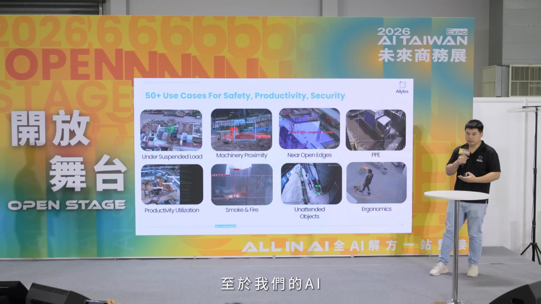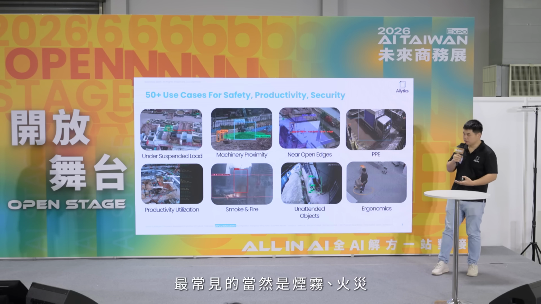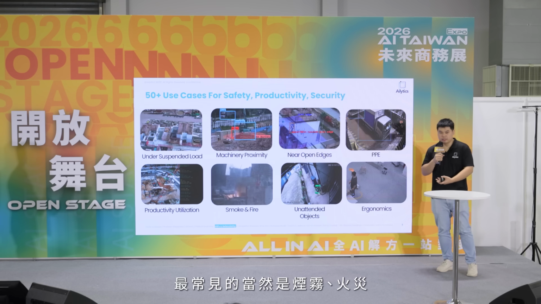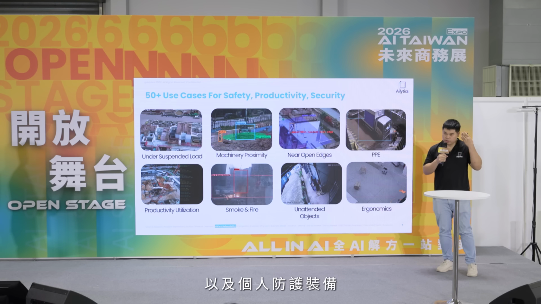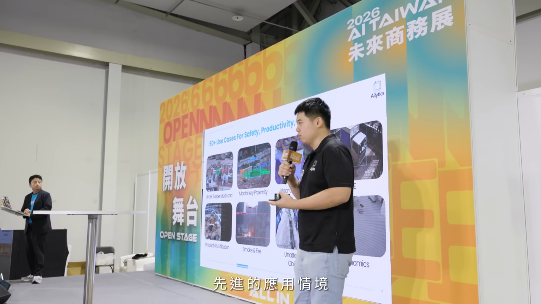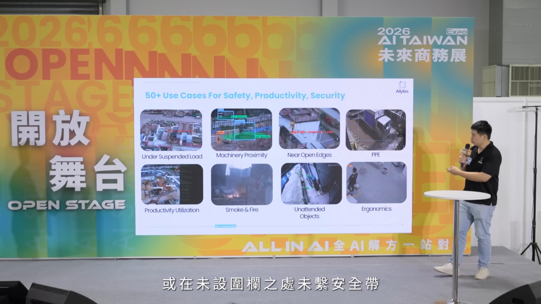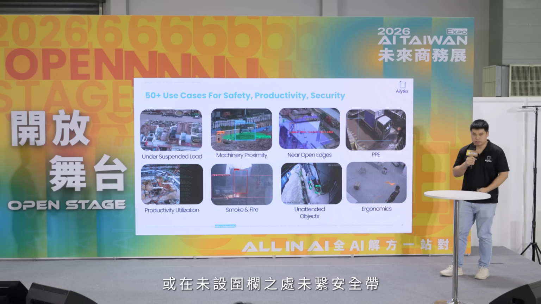And in terms of the detection of what our AI actually sees, so these are just some examples. So the common ones are, of course, smoke and fire, and PPE, for example, wearing your hard hats and reflective vests. But we can look at a lot more complex and advanced use cases, like is there someone standing under a suspended load or not wearing a harness where there's no barricade.